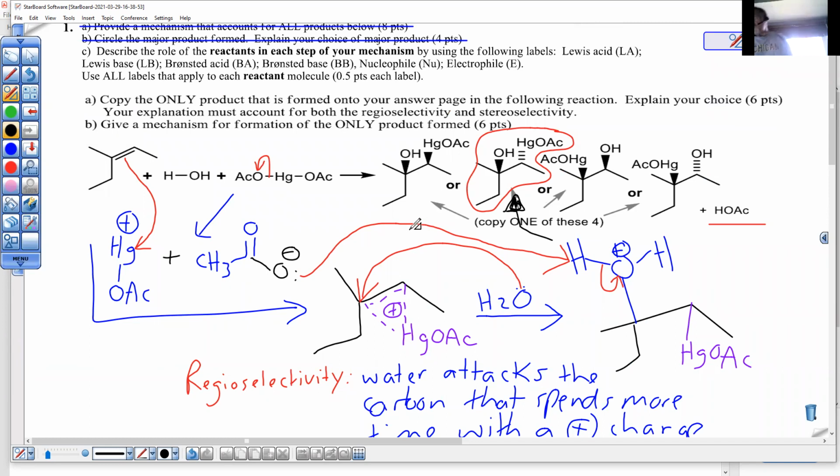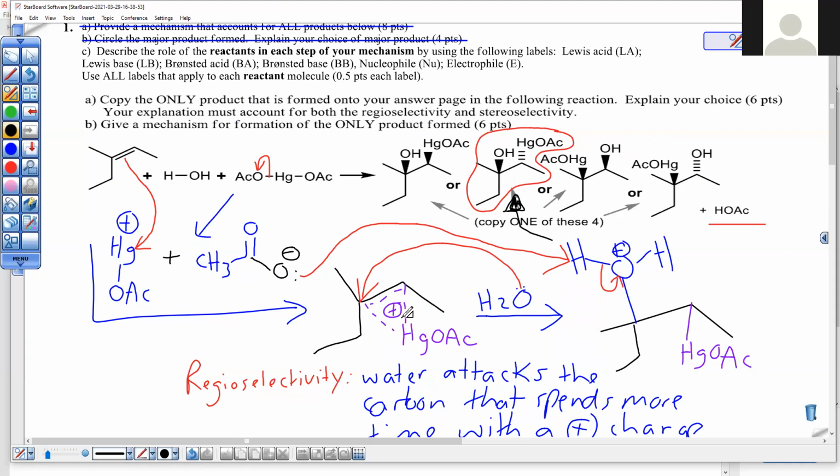Backside attack. Here, this is not backside attack. That'd be a syn attack, and that's not going to happen when you have a triangle intermediate like we do here. And then we're going to hit us up with some labels. We need labels anytime two molecules react with each other. But Hassan's got a question first.